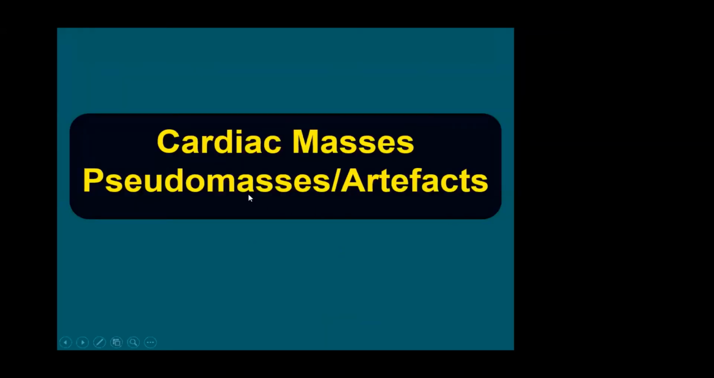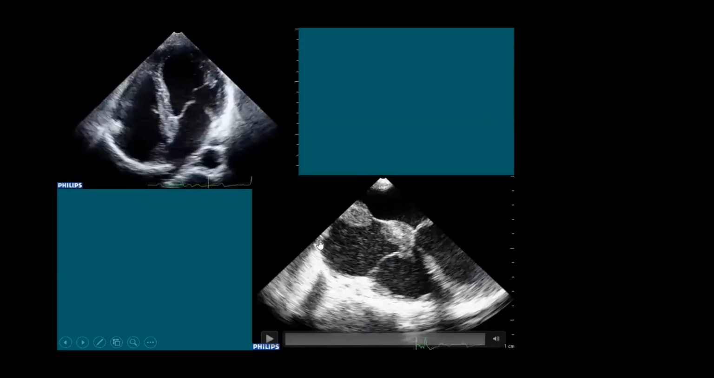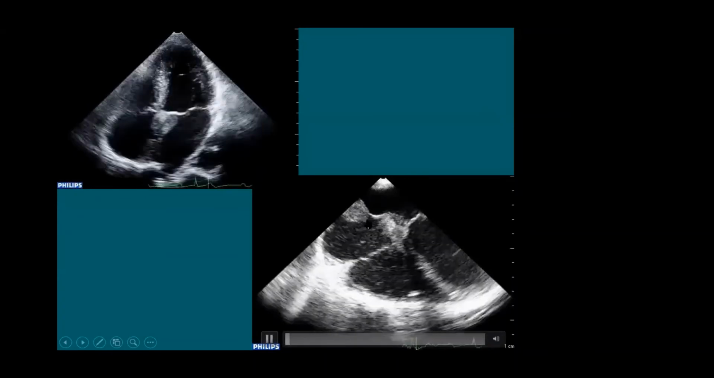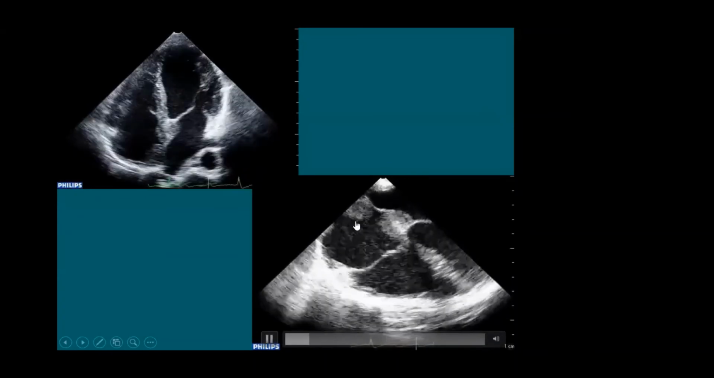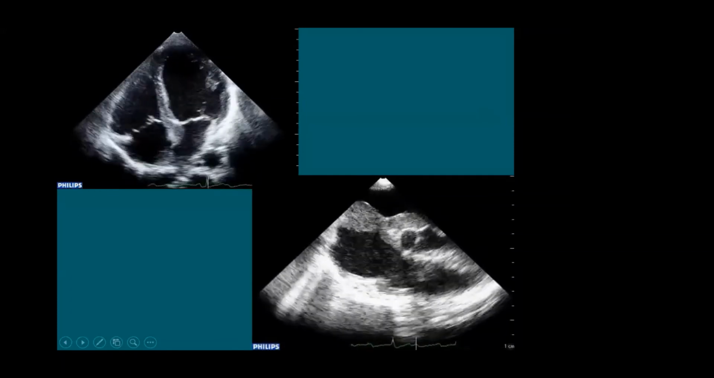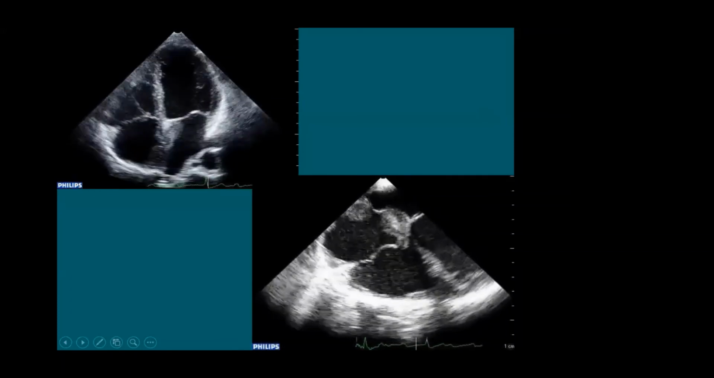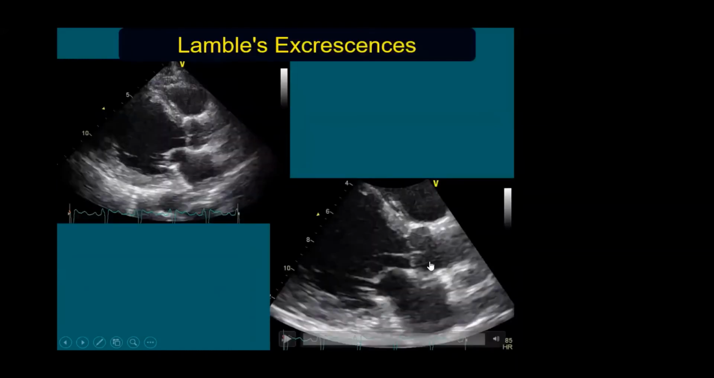Lastly, we will come to the cardiac masses due to pseudomasses and artifacts. And this is a patient with lipodystrophy. When it is mild one, it should not be mistaken for lymphoma.